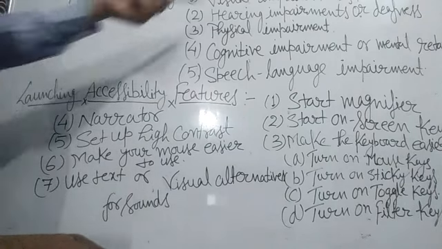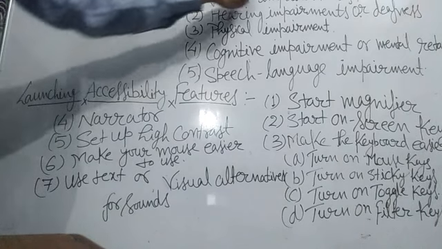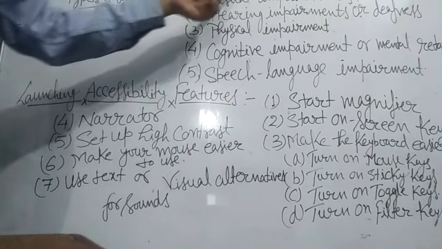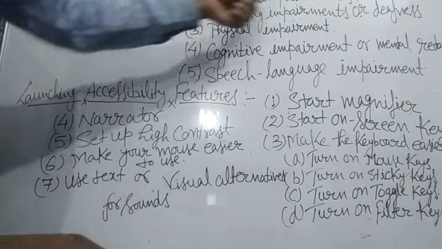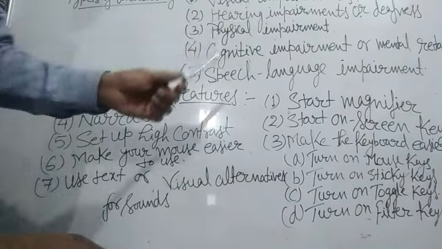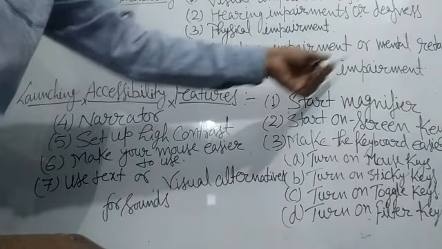Now I am going to repeat again. This is part 1, web application security part 1. Here we have discussed working with the accessibility options. Here are the types of disability: visual impairment, hearing impairment or deafness, physical impairment, cognitive impairment or mental retardation, and speech and language impairment.